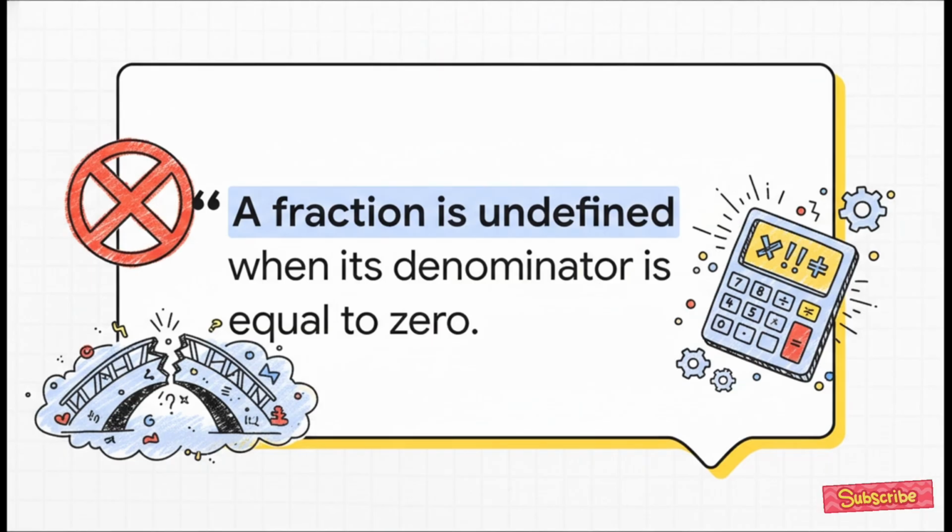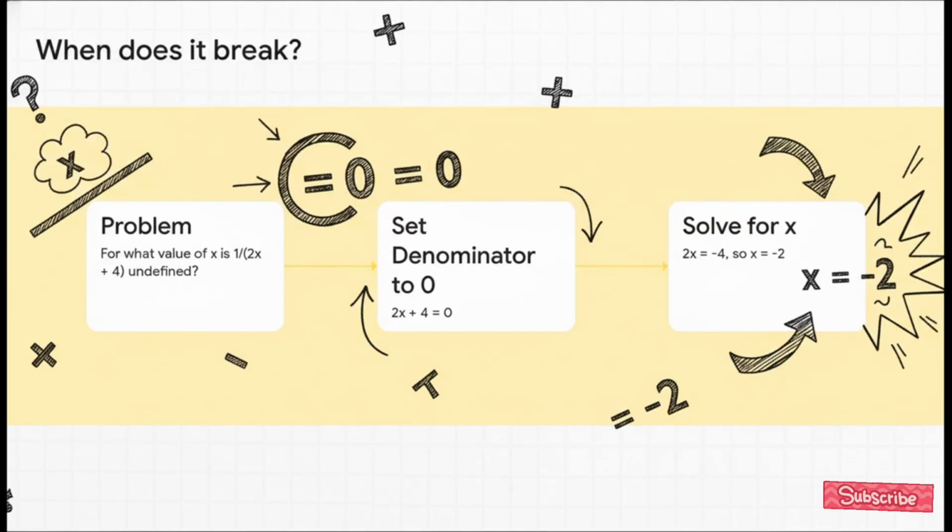It doesn't work. So, a common question is, for what value of x does this expression break? And finding that value is actually super easy. All you do is take the entire denominator, set it equal to 0, and just solve that little equation. In this case, 2x plus 4 equals 0. We solve for x and find out that this whole expression breaks if x is -2.